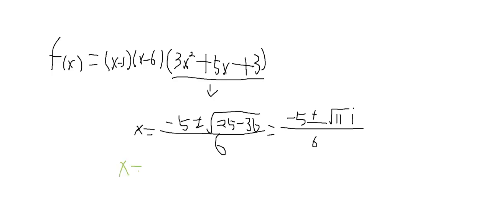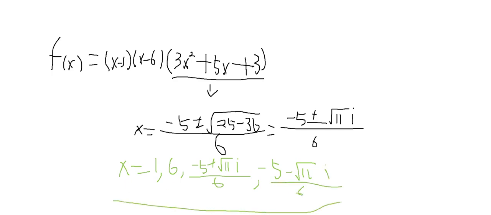X equals either 1 or 6 or negative 5 plus square root of 11i over 6 or minus 5 minus square root of 11i over 6. So this is going to be all of our answers, and it's going to be the end of this video.